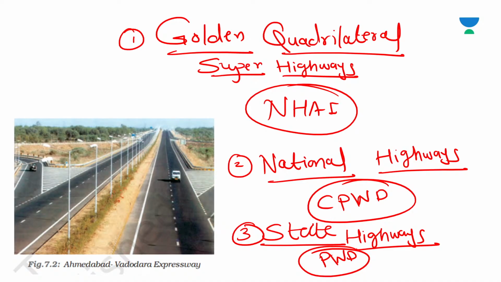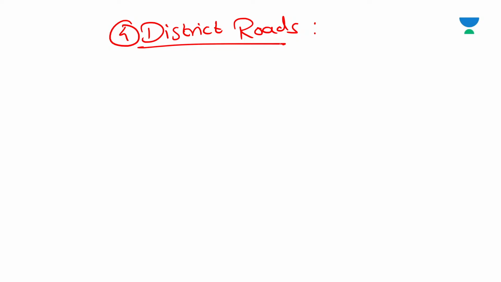Then, the state highways in the state and union territories. Then, fourth one is district roads. These roads connect the district headquarters with other places of the district, and these roads are maintained by the Zila Parishad.